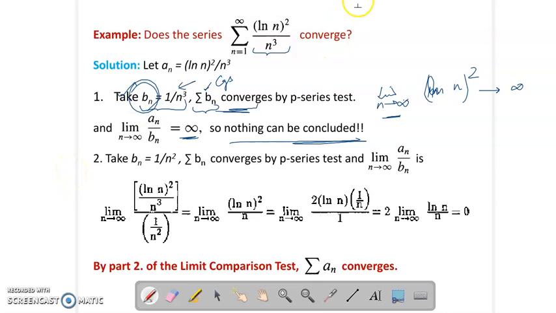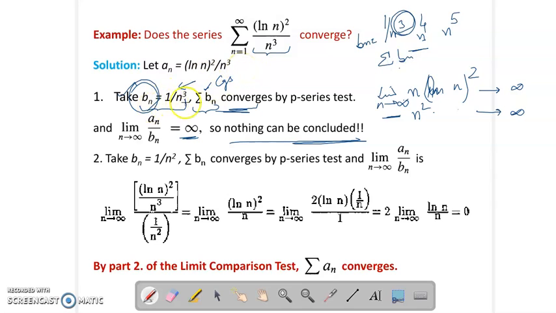Now we took bn equal to 1 by n cube. If you increase this number, say you take 1 by n to the power 4 or n to the power 5, then what will happen? The limit of an by bn will turn out to be n times this one, then n square times this one. So this will again remain infinity, and this bn will remain convergent. So it's the same scenario. Nothing is going to change.